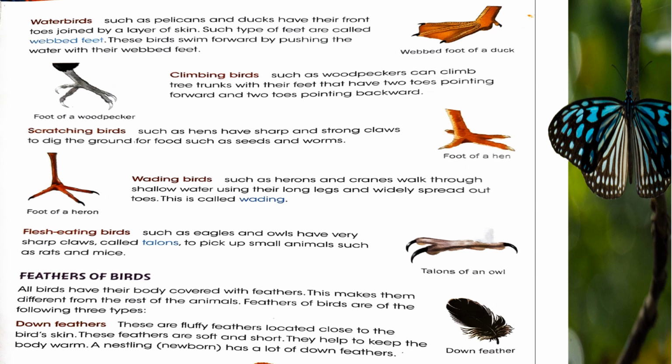All birds have their body covered with feathers. This makes them different from the rest of the animals. Feathers of birds are of the following three types. First is down feathers. These are fluffy feathers located close to the bird's skin. These feathers are soft and short. They help to keep the body warm. A nestling, that is a newborn, has a lot of down feathers.